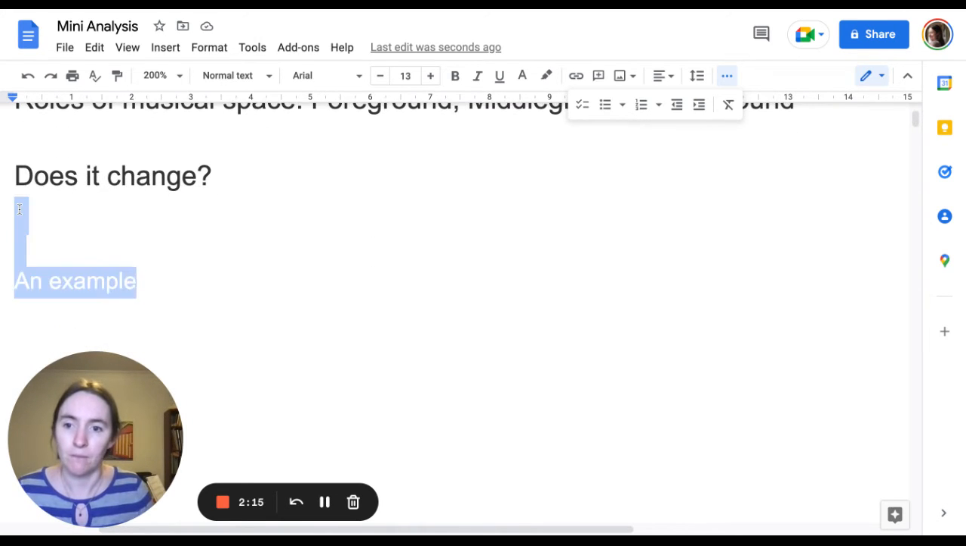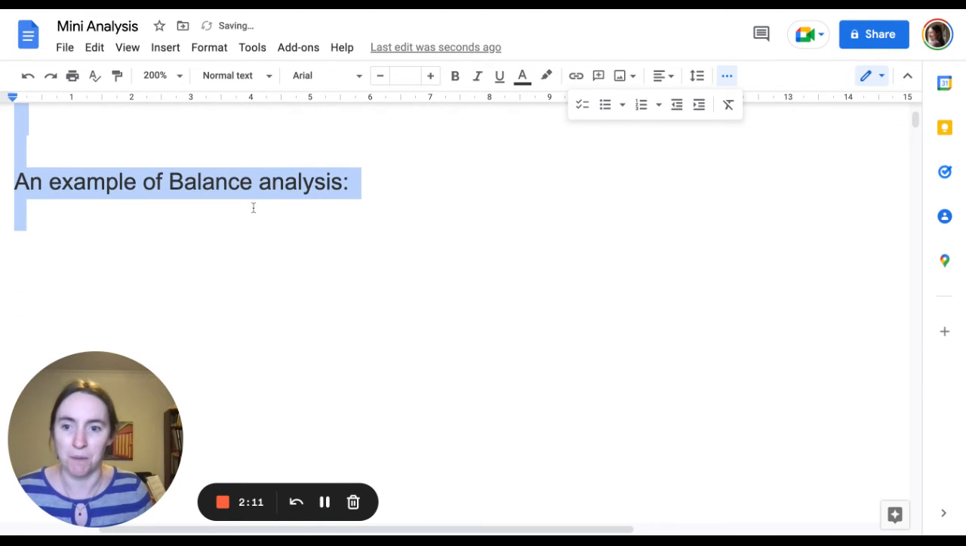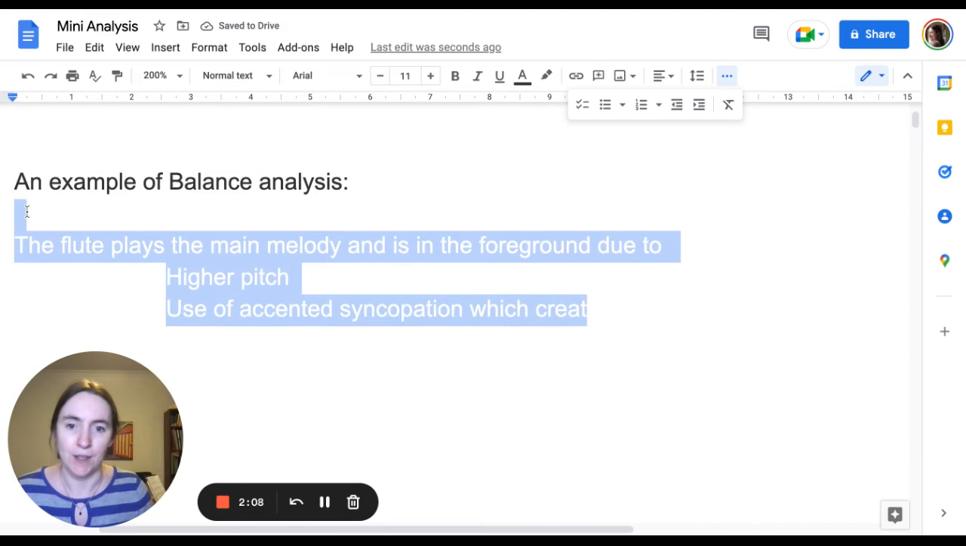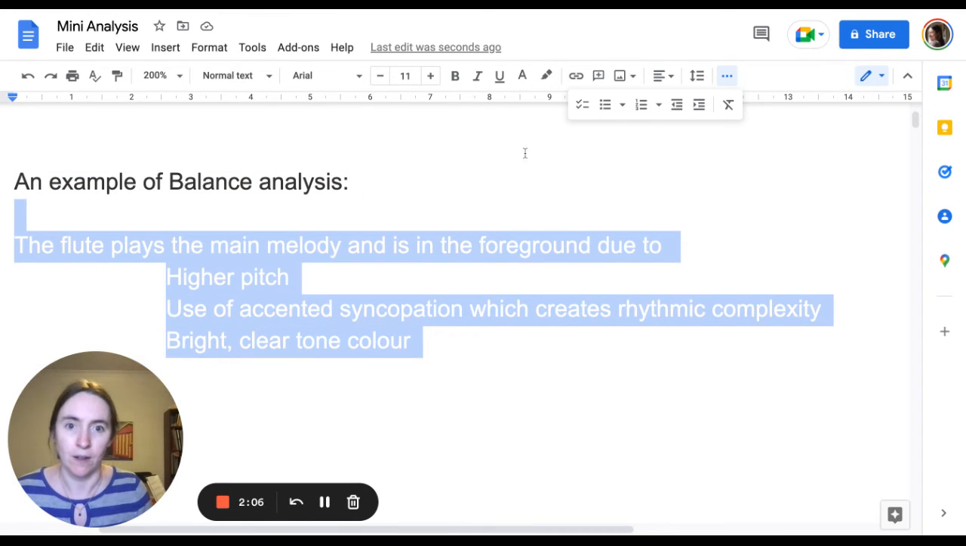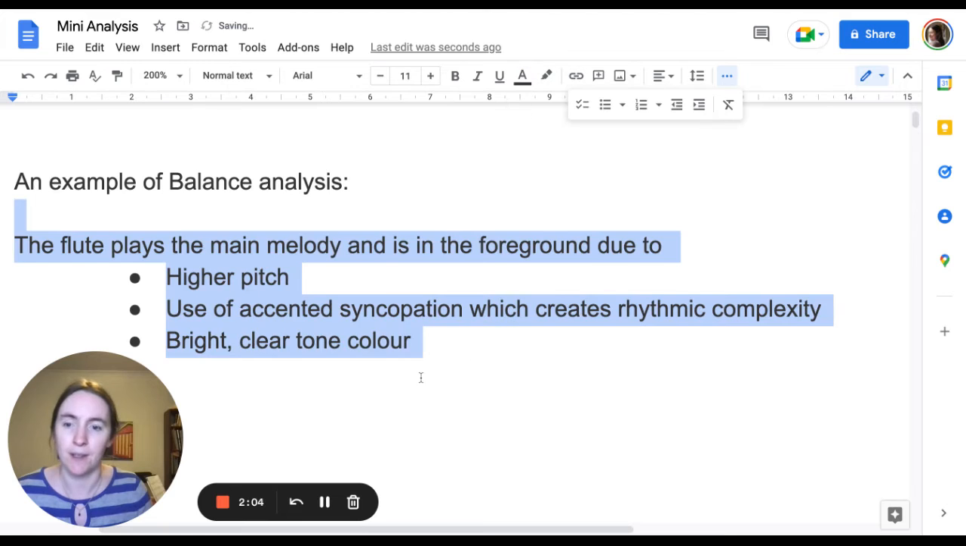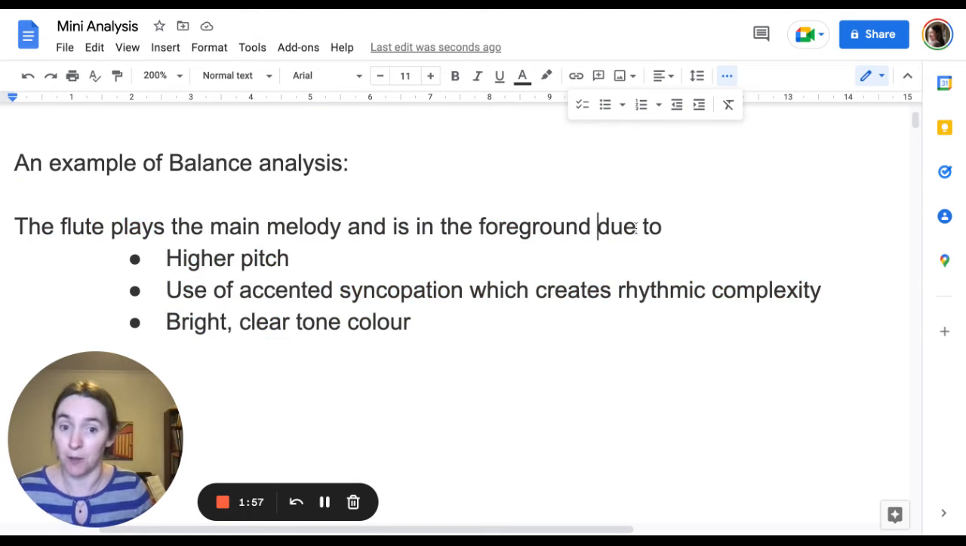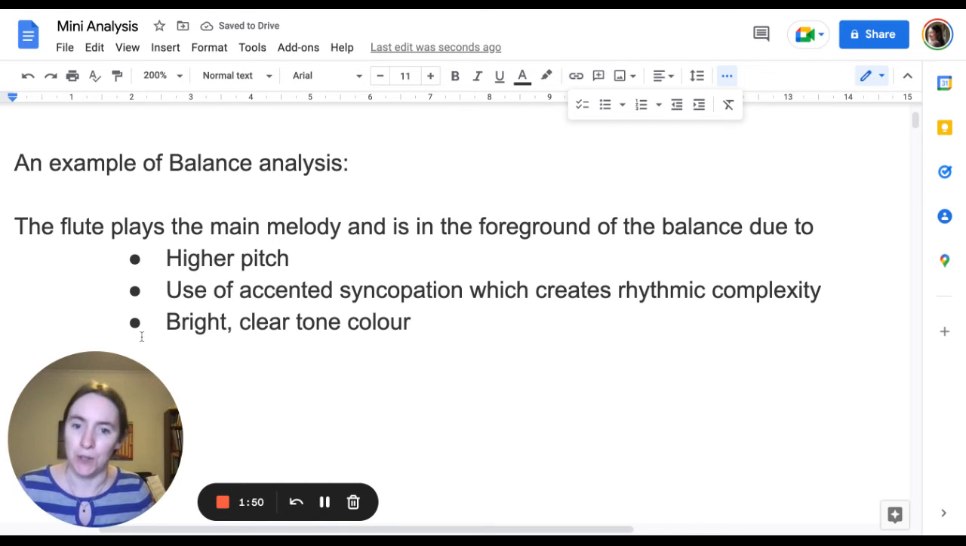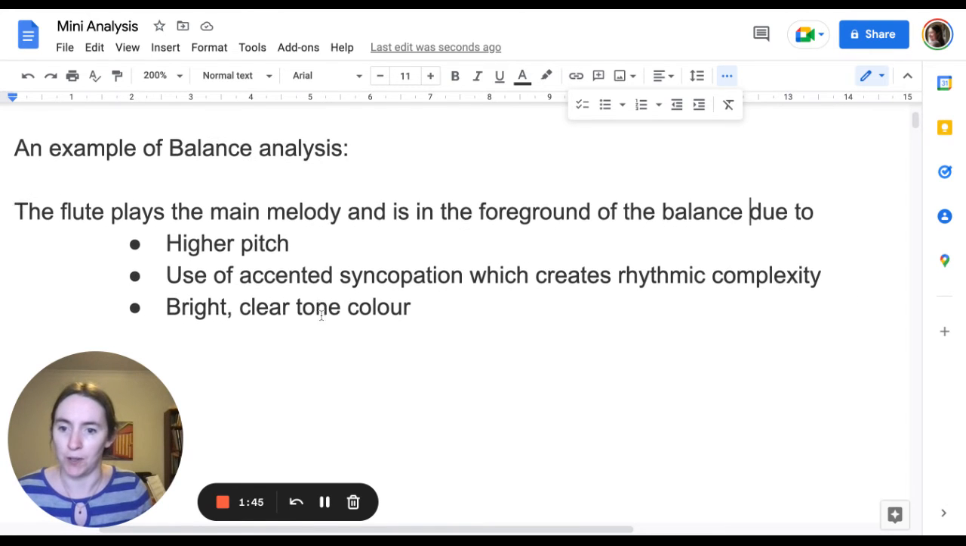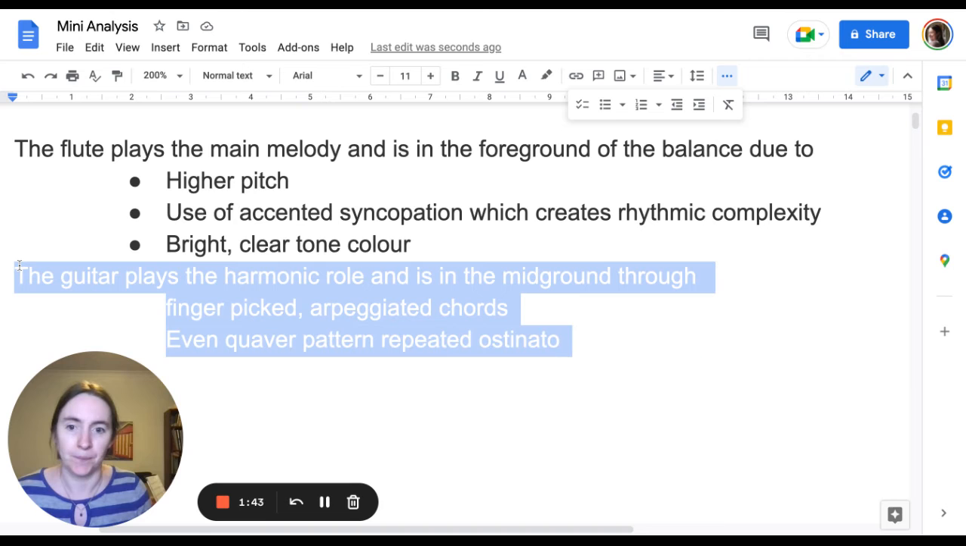Okay, so here's an example of balance analysis. Here's one I prepared earlier for you. So this is what I would say. I would actually talk about the levels and talk about the reasons for that. So I'd say the flute plays the main melody and is in the foreground. And if you wanted to make sure you're dealing with the question of the balance, due to higher pitch, use of accented syncopation, which creates rhythmic complexity, bright and clear tone color. Next one.